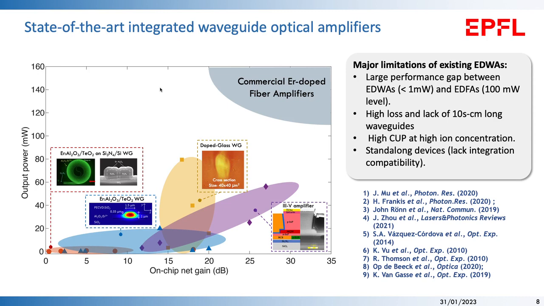The typically reported output power of these amplifiers is around 1 milliwatt or even lower. For example, you can only achieve about 1 microwatt in a lithium niobate platform, although they claim very high gain. The reason is probably that the waveguide length is not long enough, the propagation loss is relatively high, and the doping concentration is not high enough, also with a lot of quenching effect.